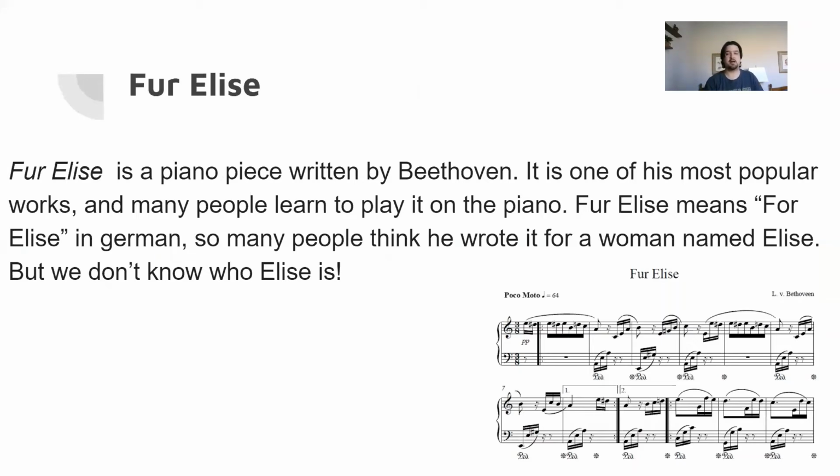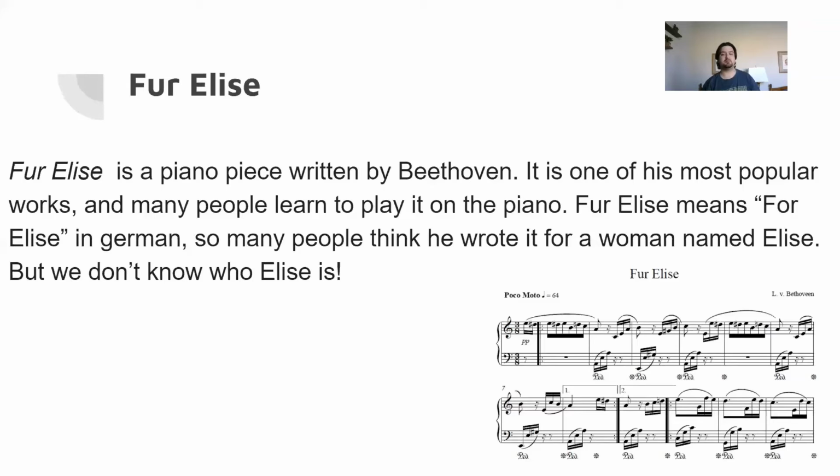It is one of his most popular works, and many people learn to play it on the piano. For Elise means for Elise in German. So many people think he wrote it for a woman named Elise, but we don't know who Elise is. It's one of the biggest mysteries. So we think that when Beethoven wrote this piece, he really loved someone, but he couldn't use their name. It was just kind of a weird thing at the time.